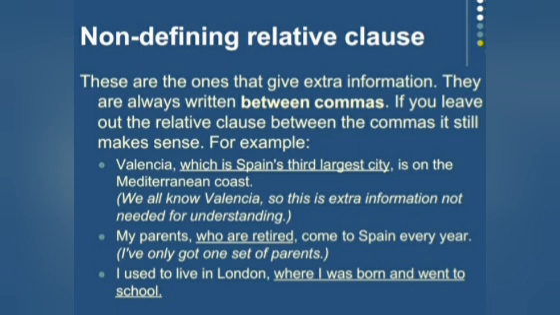Is it clear? So your non-defining relative clause will have a main clause in the sentence, which will be separated with commas from the relative clause.